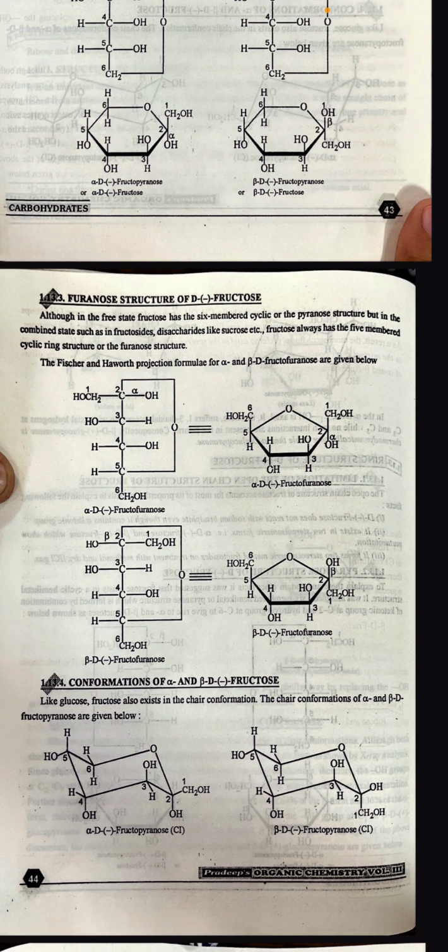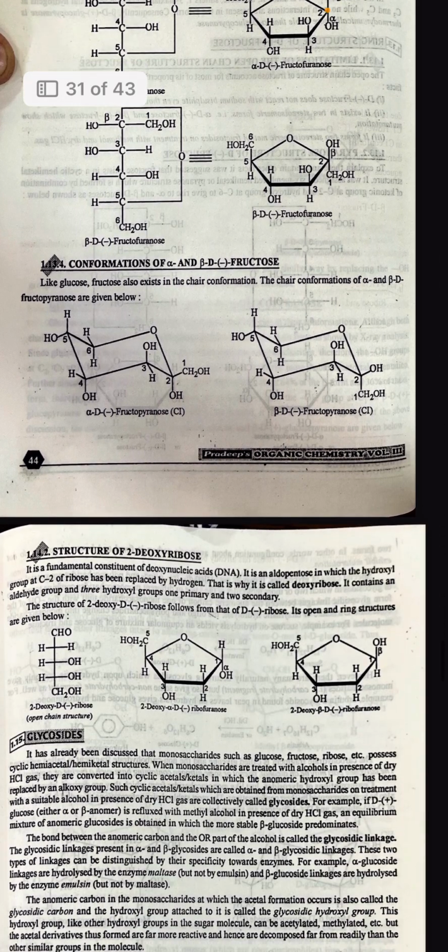Furanose structure of fructose. Although in the free state fructose has a six-membered cyclic or pyranose structure, in the combined state, as in fructosides and disaccharides like sucrose, fructose always has the five-membered cyclic or furanose structure.